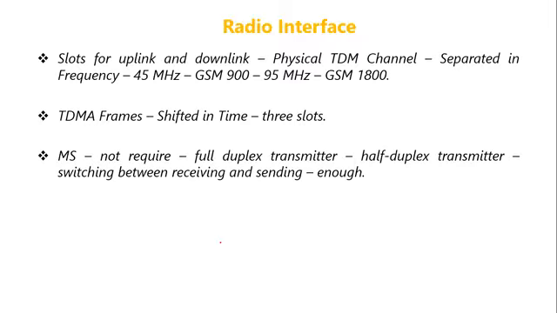So the MS does not need a full duplex transmitter. A simplex or half duplex transmitter switching between receiving and sending is enough. Full duplex means both devices can communicate, sending and receiving data at the same time. Half duplex means if one is sending, then the other should listen.